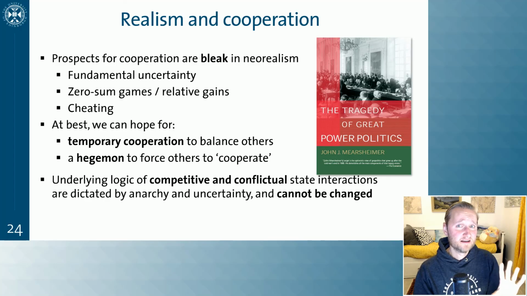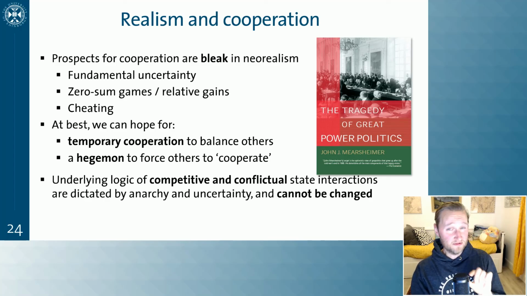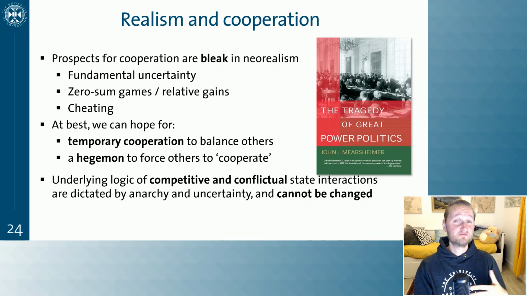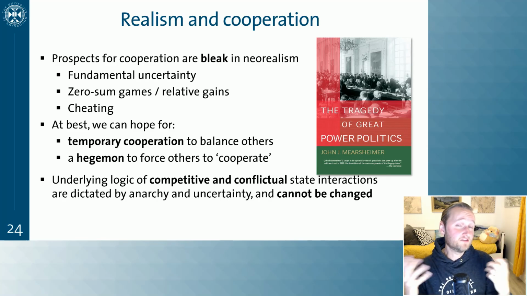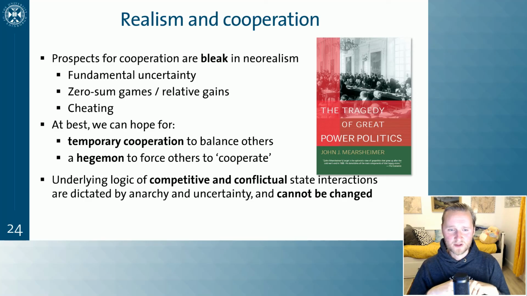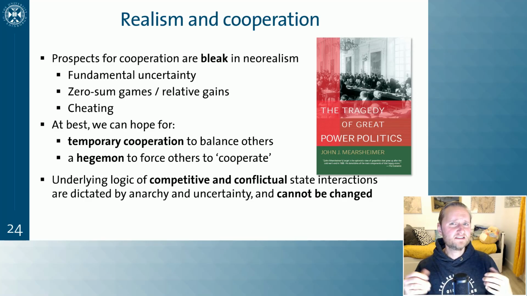At best, we can maybe hope for a little bit of cooperation in two instances. The one is we just created an alliance because we want to balance, but then once that threat goes away, we're going to go our own ways. Or we have a hegemon, an overwhelmingly more powerful state that for whatever reason basically just tells us to knock it off and cooperate for a little while. Maybe that's just how they feel, or they want us to shoulder the costs of something that the hegemon doesn't want to. But those are really the only ways in which, in a neorealist world, we would expect states to cooperate.